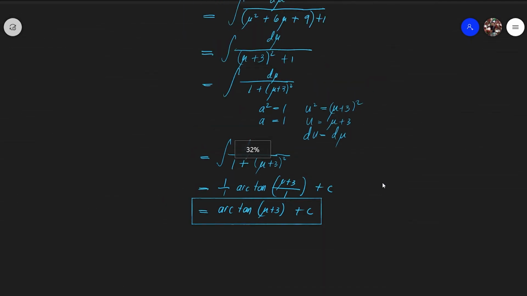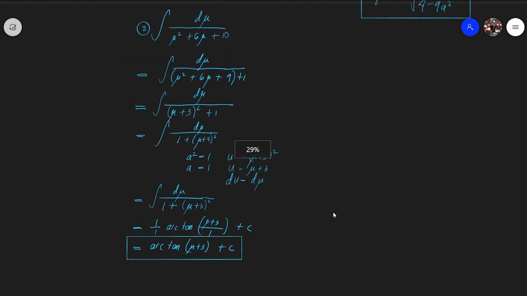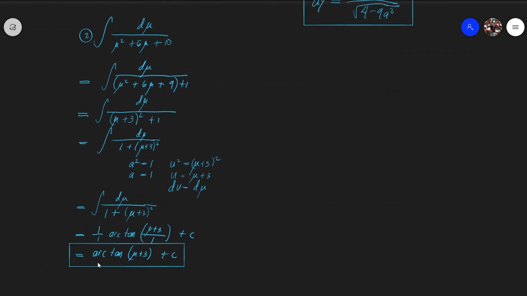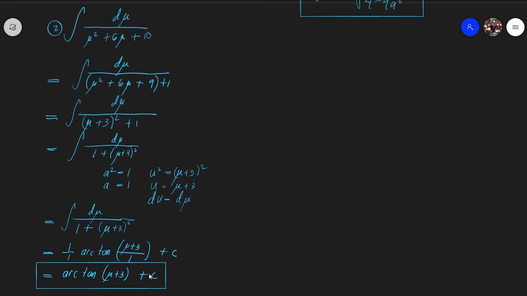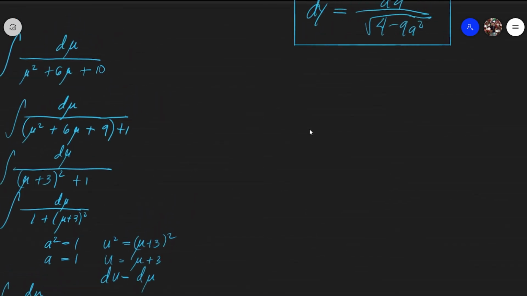Okay, so this is our final answer. So how do we check our answer? Let us try to check. To check, you just need to differentiate our answer. But you cannot directly differentiate that.